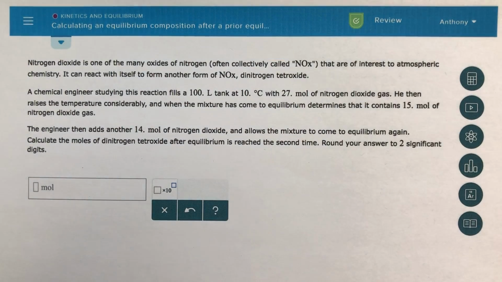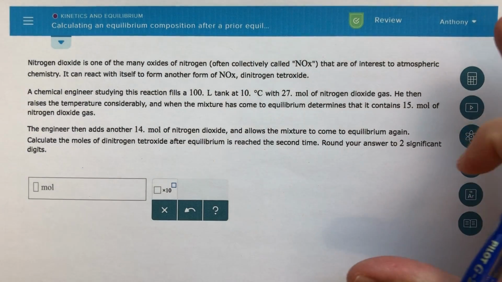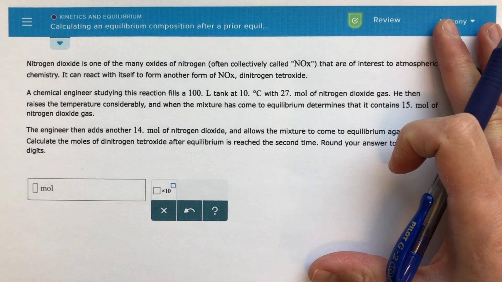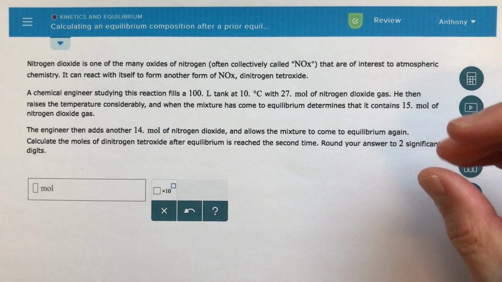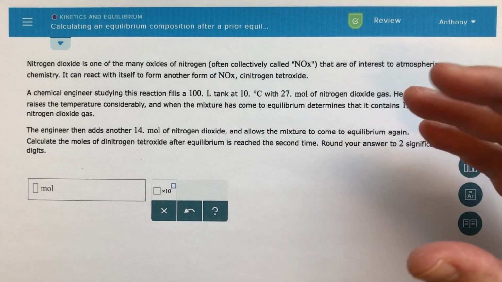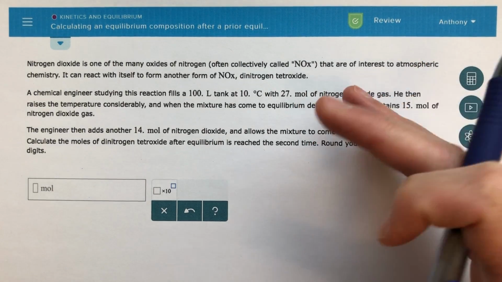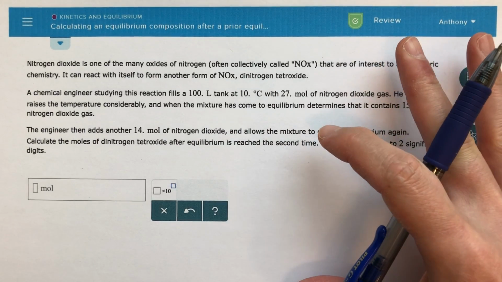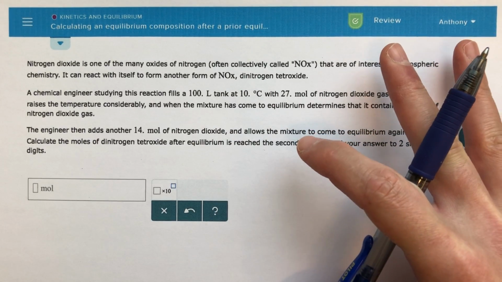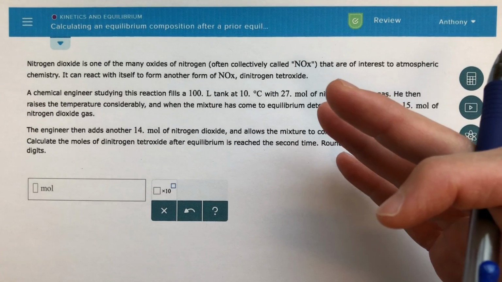Hello and welcome back. This is another ALEKS topic, calculating an equilibrium composition after a prior equilibrium determines K. So really this is two separate problems in one, and we're going to have to figure out what to do in each step and then put it all together. This is a really nice capstone topic for this equilibrium section.